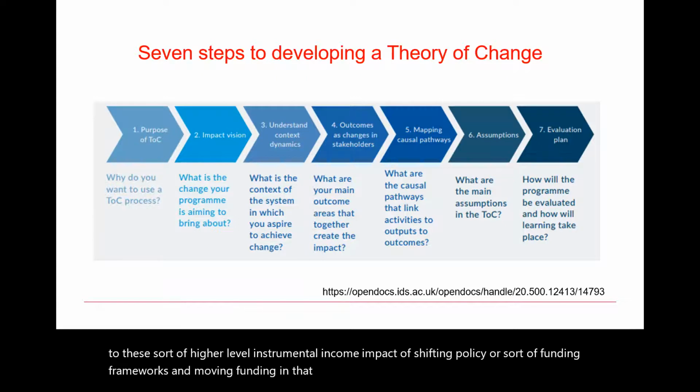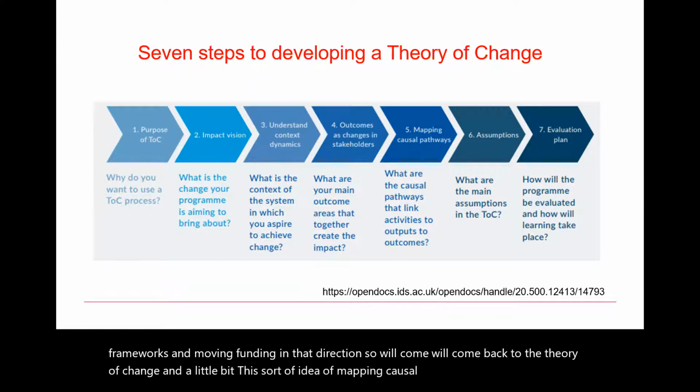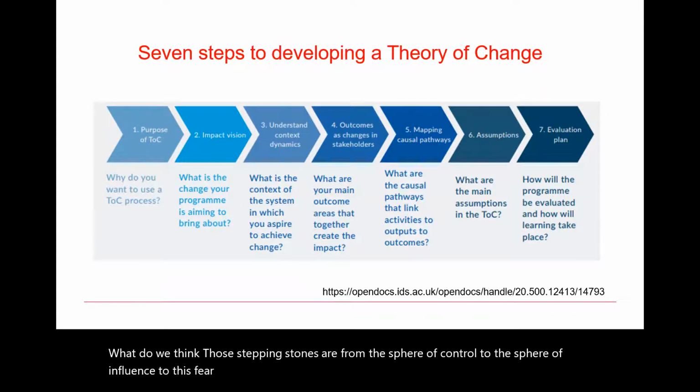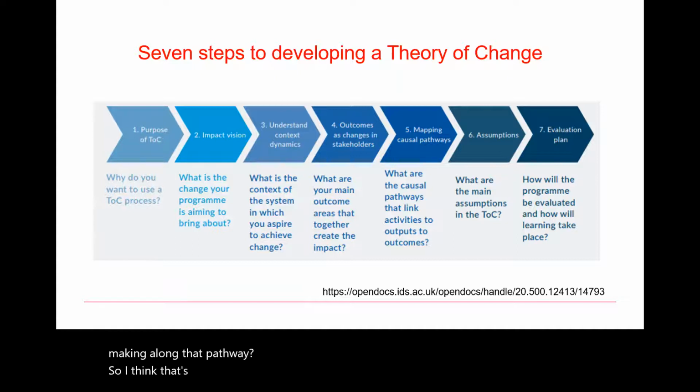So we'll come back to the theory of change and this idea of mapping causal pathways, of having a plan: what do we think those stepping stones are from the sphere of control to the sphere of influence to the sphere of interest, and what are some of the assumptions that we are making along that pathway. So I think that's my theory, conceptual stuff.